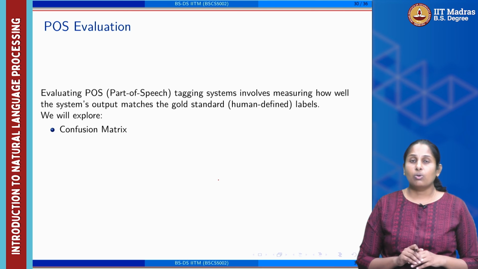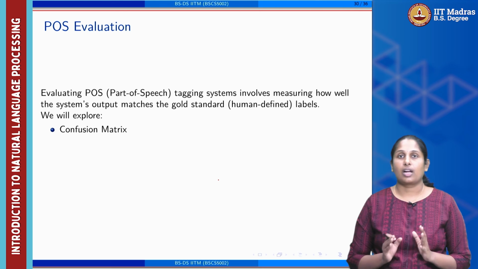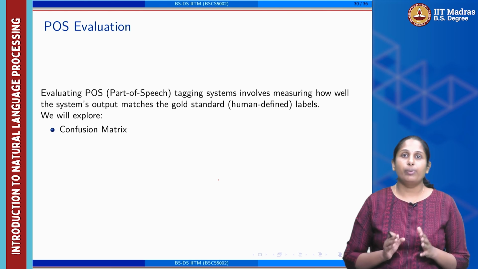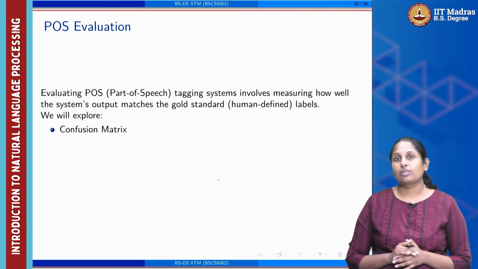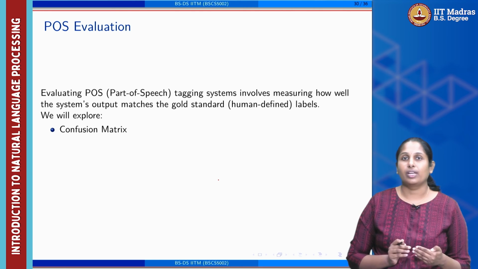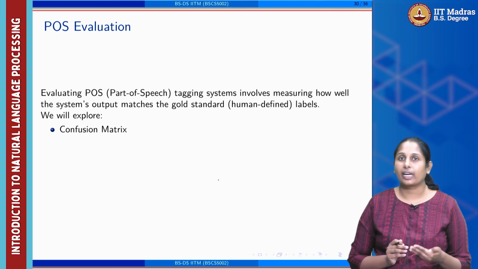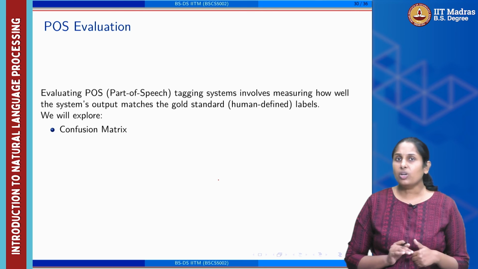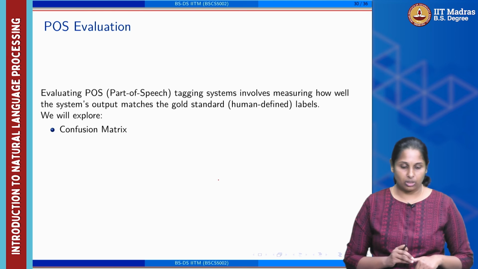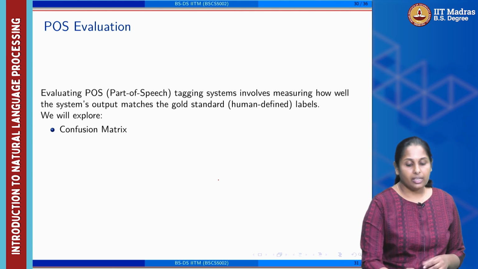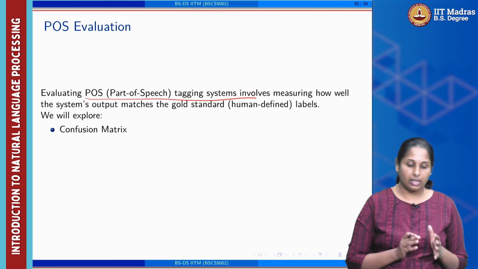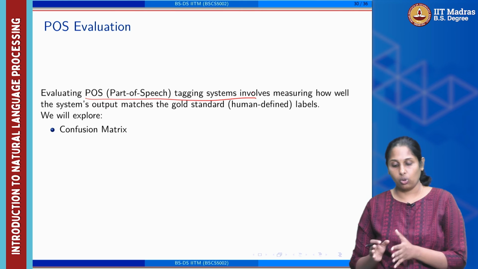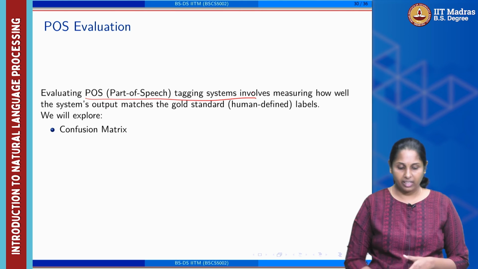Okay, so let's go to the next topic. We have built the POS model. Now, once the POS model is built, how do we evaluate whether the model predicts the correct output or not? So we need to understand what strategies are used in evaluating POS tagging. POS tagging evaluation involves measuring how well the system's output matches the gold standard, that is nothing but human-defined labels.